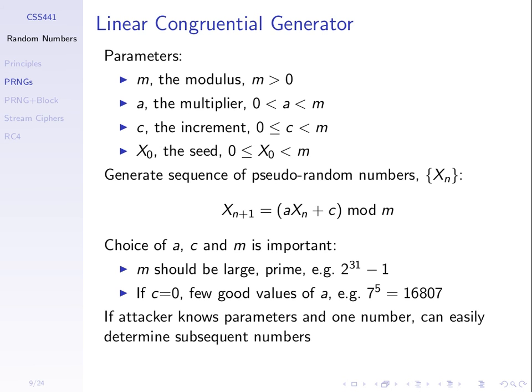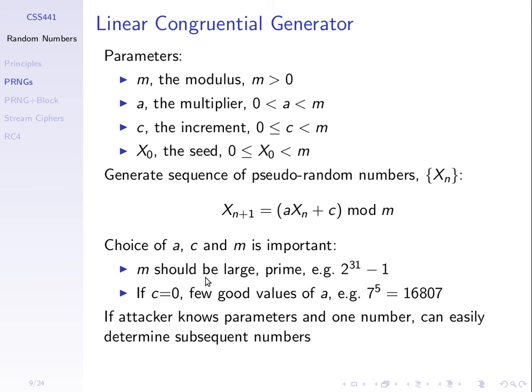LCG is quite an old algorithm. It's very simple to describe and calculate. It's been used in some cases, but it's not considered cryptographically secure because there are some ways for the attacker to predict values. Once they know the parameters and one of the numbers, they can easily determine the subsequent numbers. But it's an easy one to consider.